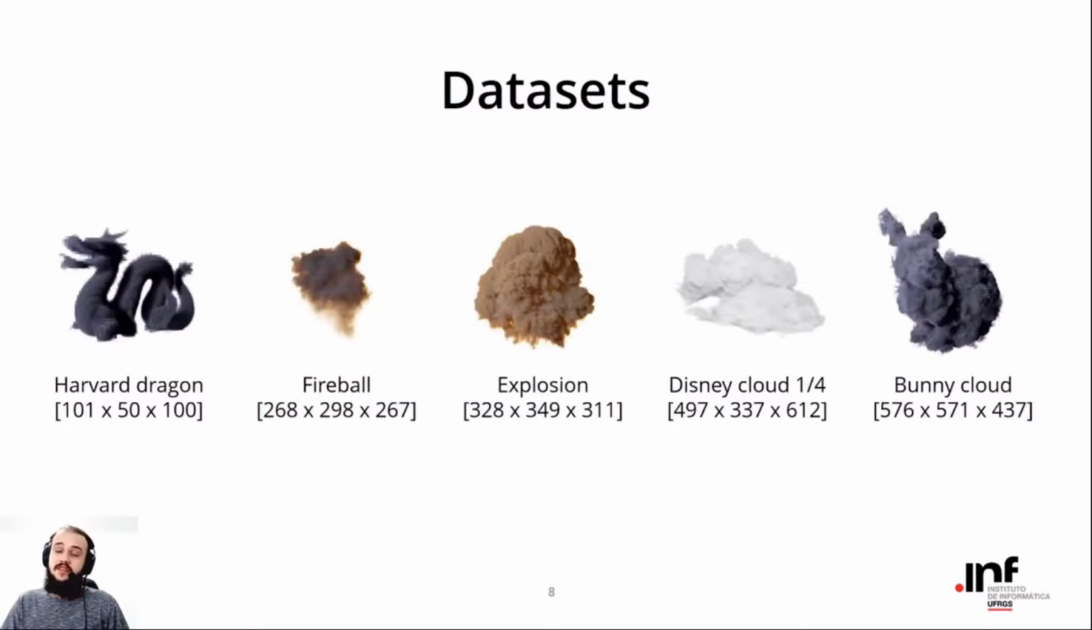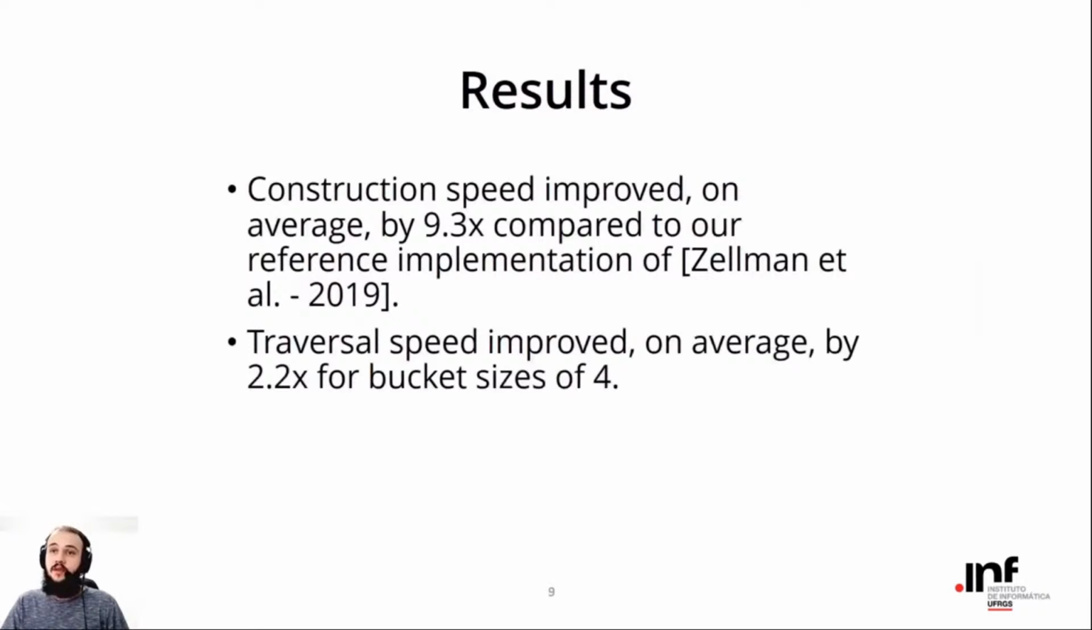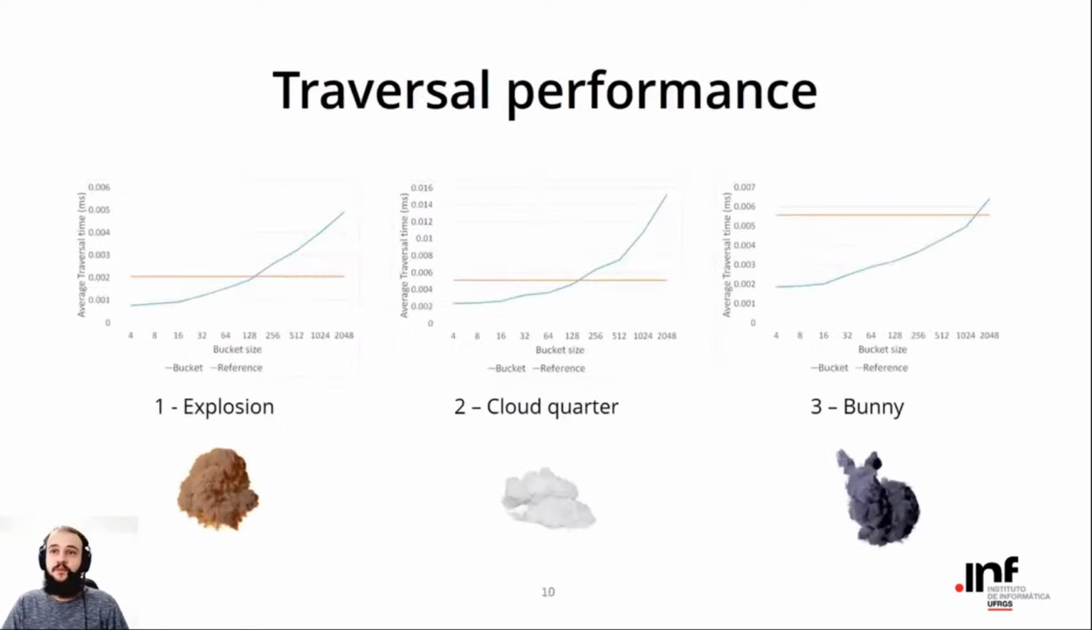We tested with 6 grids of small to medium size. For this presentation, we selected the results from the 3 largest grids. We improved construction speed by 9 times on average, compared to our reference implementation of Zellmann and colleagues. We also improved traversal speed by 2 times on average for bucket sizes of 4.